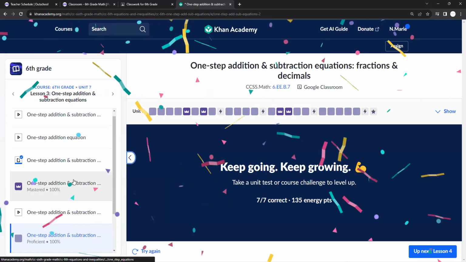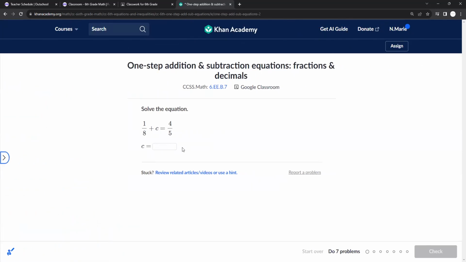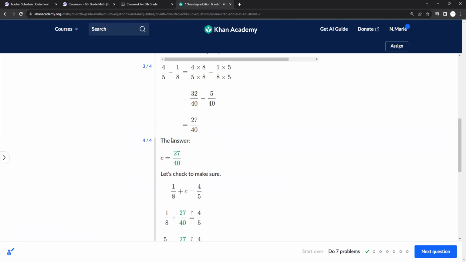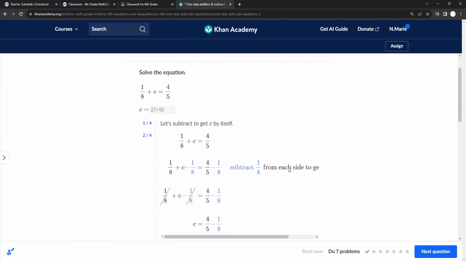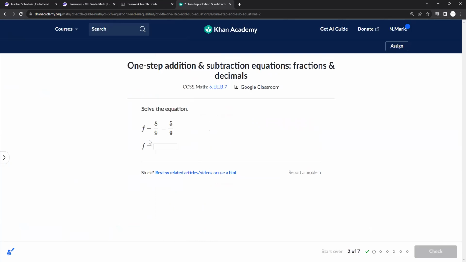Where are the fractions? Here we go. So same thing here. When something's being added, how do you move it to the other side? You subtract. So then you have 4/5 minus 1/8. And that will get you 27/40. You should be able to do your fractions by hand. But if you're not able to, you know, use a calculator. But being that we're in sixth grade, we should know how to do fractions by hand.